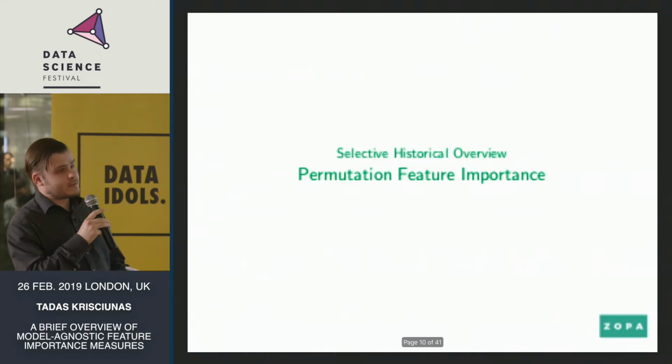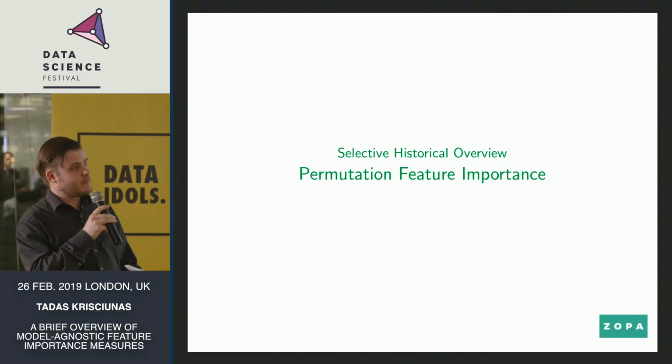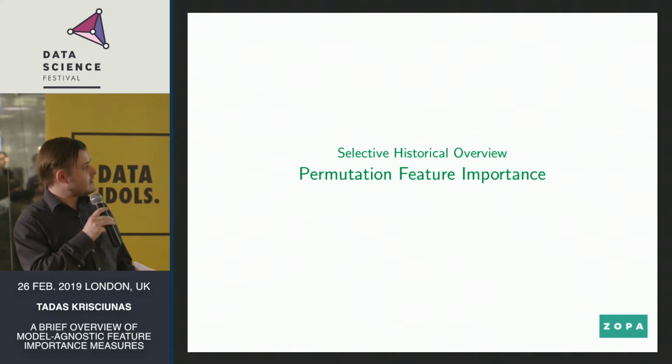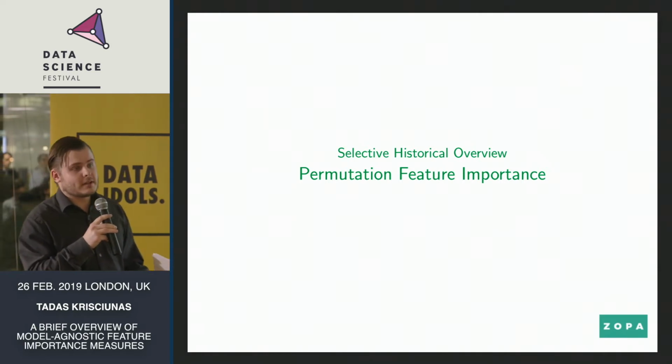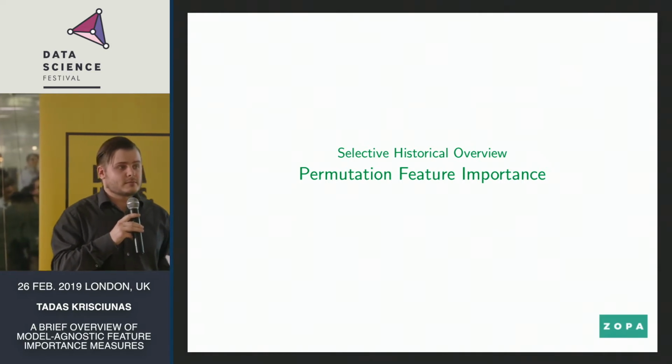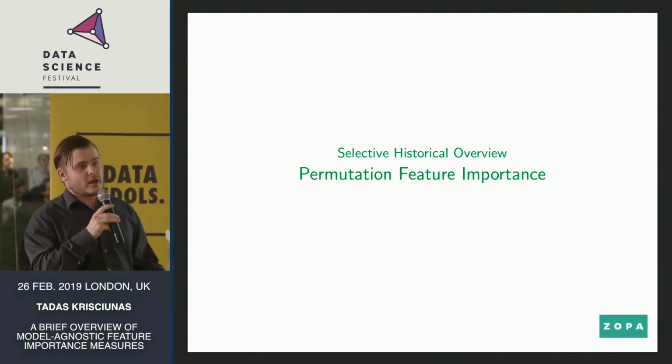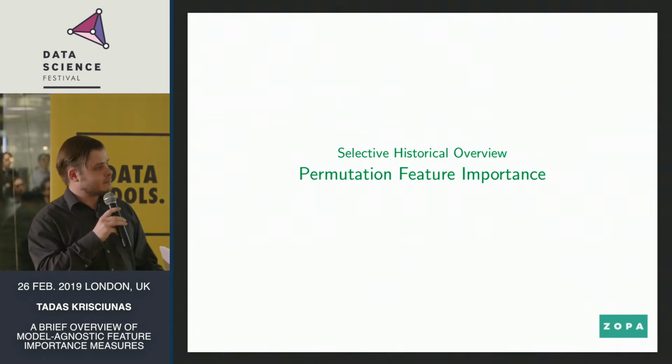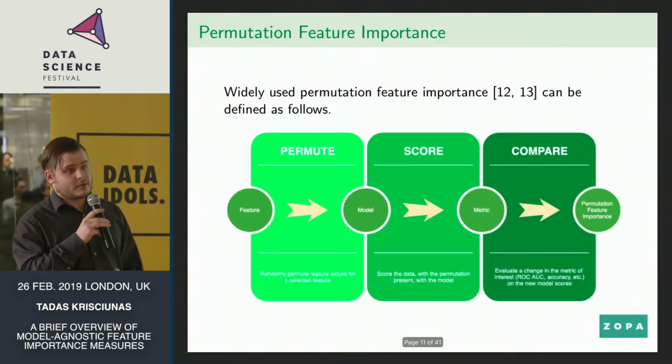So let's start from some historical feature importance metrics. And let's look at probably the simplest one that you could use, which I assume a lot of you have already had a chance to use, as it is bundled together with a lot of data science packages, as well as cloud data science environments. And that's permutation feature importance.